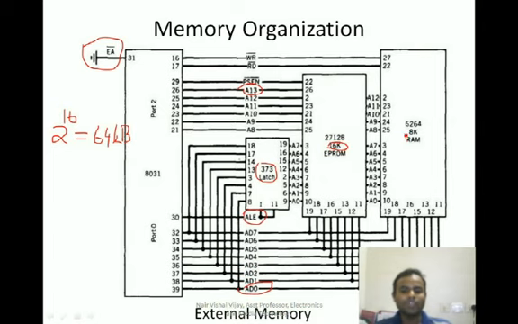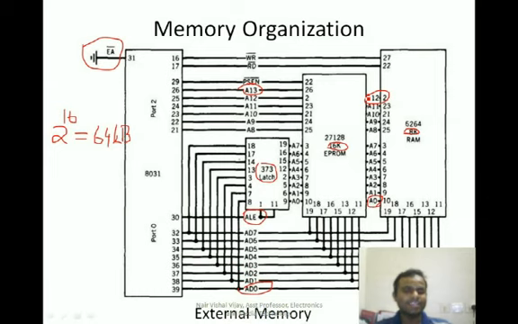In the same way, how many lines would 8 kilobyte of RAM require? Half the number of lines? No. It would require one line lesser than that, that is 13 lines. So address lines A0 to A12 are connected to your RAM memory, which is of 8 kilobytes. So this is a simple procedure for understanding how many address lines should be connected to your RAM and ROM.